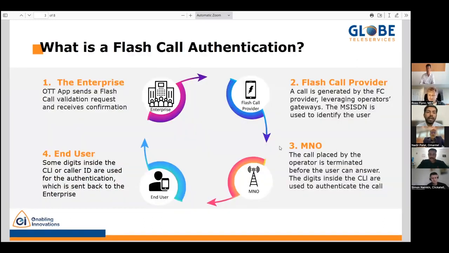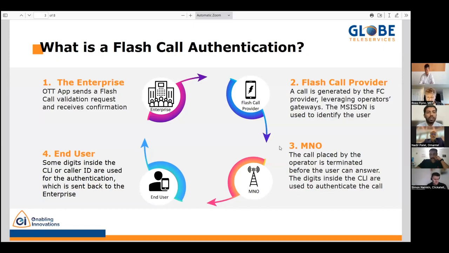So, a quick understanding of what exactly is flash call authentication. We are all used to downloading an app and receiving a one-time password, typically as an SMS. We enter that one-time password into the text box of the app and we get authenticated. Simple, right? But today there are new mechanisms of authentication which are also taking over the market. There are certain pros and cons of them, and that's what I'm here to talk about.